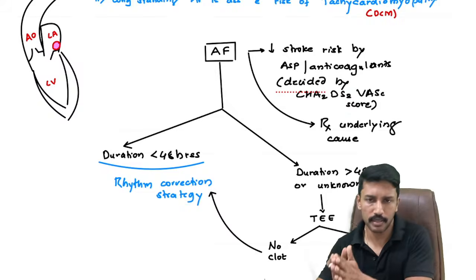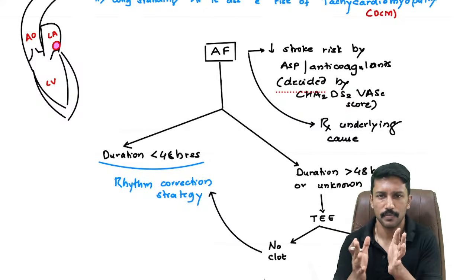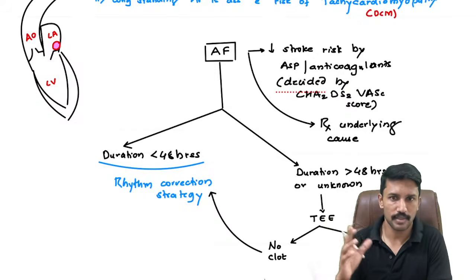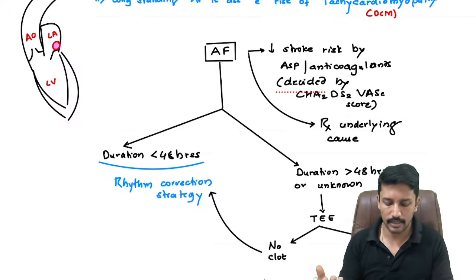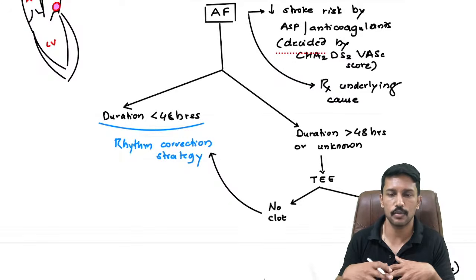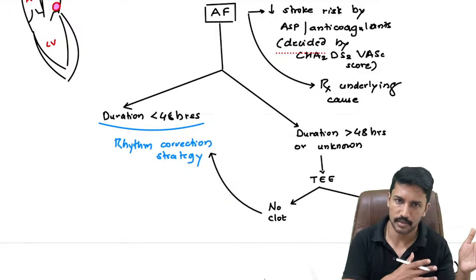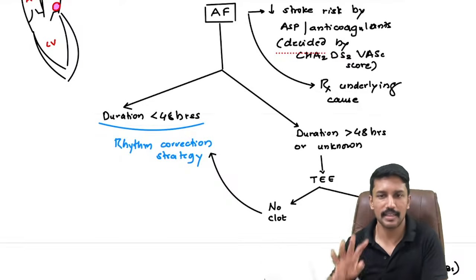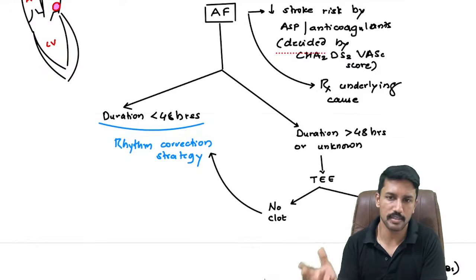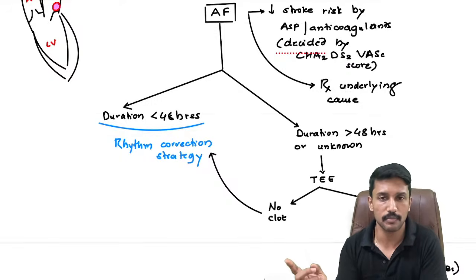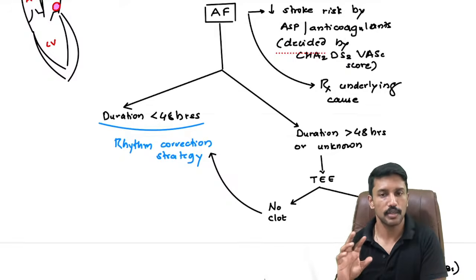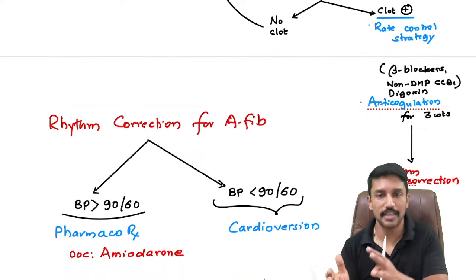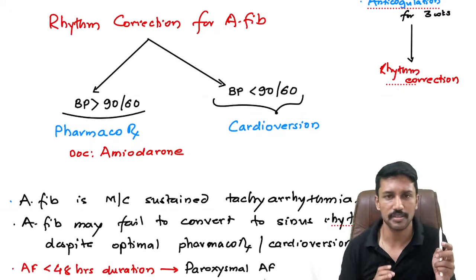But if it is more than 48 hours duration or the duration is unknown, there is a possibility of a left atrial clot and a stroke risk. So in that case, I have to assess further. For that, I have to look at a transesophageal echo. If there is no clot, again, I will convert the rhythm to sinus. If there is a clot, I have to anticoagulate for 3 weeks. Till that period, I will follow a rate control strategy by giving drugs which do not convert the rhythm to sinus but control the ventricular rate so that tachycardiomyopathy is prevented. And after the 3 weeks of anticoagulation, I step into the rhythm correction strategy.